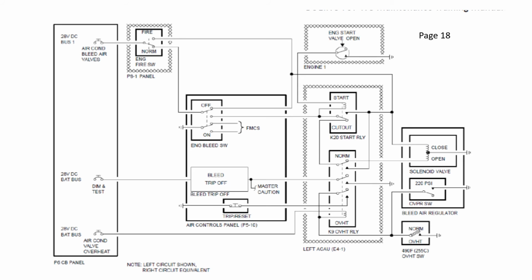Obviously, when the valve closes, the PRSOV closes, the temperature is going to drop because there's no more air coming through. So the overheat switch is just going to reset itself, going back to normal. So you're going to lose that ground signal that was provided by it, but too late, because the ground has now been provided via the trip reset switch.